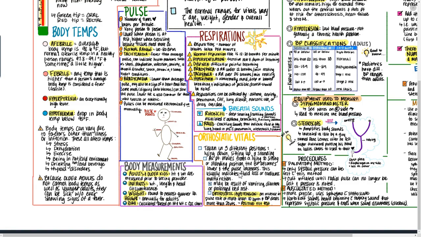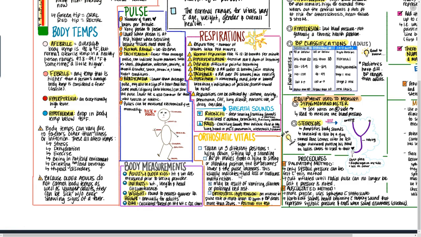As the patient moves from a lying to a sitting or standing position, the blood pressure becomes lower, and therefore the pulse will increase. This will usually indicate fluid loss or cardiovascular malfunctions, and that's the reason we do these orthostatic vitals. Sometimes this is a result of vomiting or diarrhea or prolonged bed rest.